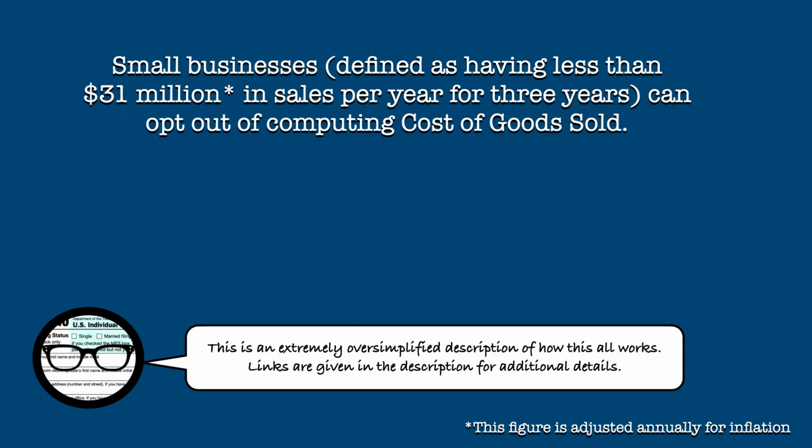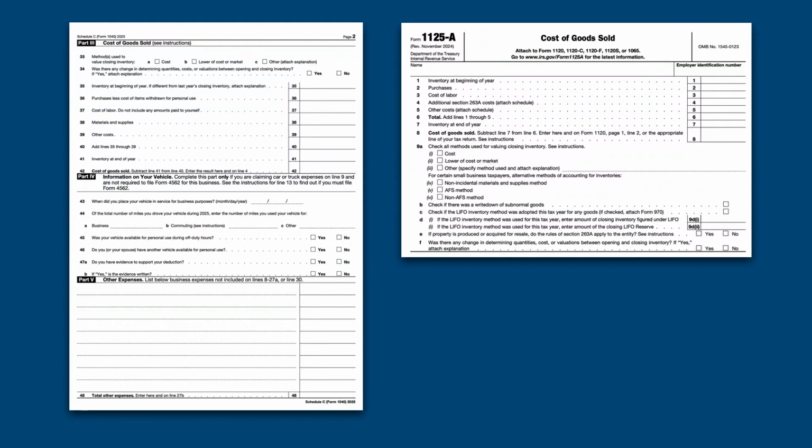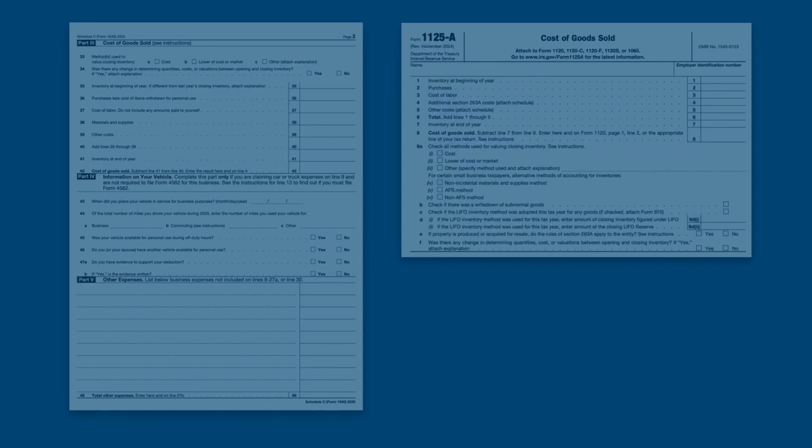Small businesses, defined as having less than $31 million in sales per year over the last 3 years, can opt out of computing cost of goods sold for tax purposes. These businesses can simply deduct the total amount of purchases made during the year, reporting them as incidental materials and supplies. If you have any additional questions on cost of goods sold, there are links to additional resources and information in the video description.